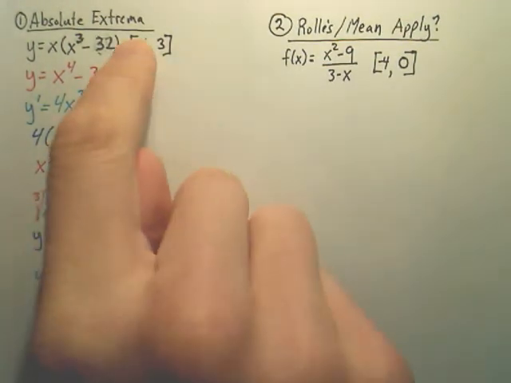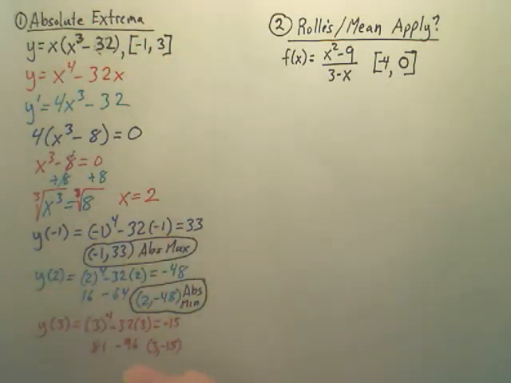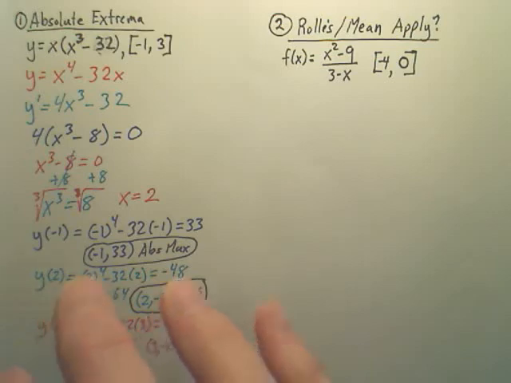So again, plug in the endpoints, find critical numbers, plug in the critical numbers, and out of those, which is the highest and which is the lowest. Just be careful when you plug it in, plug it into the original function.